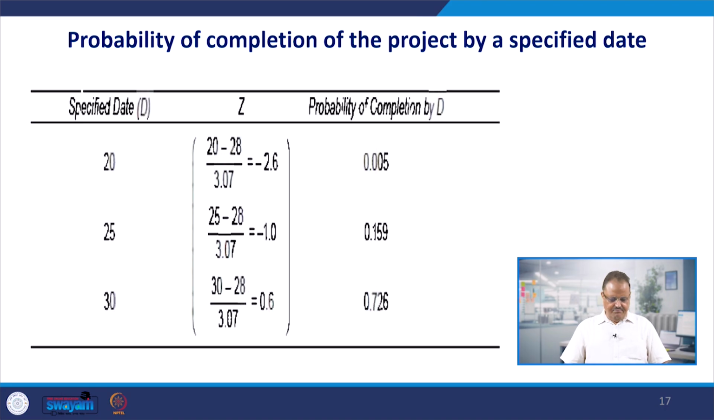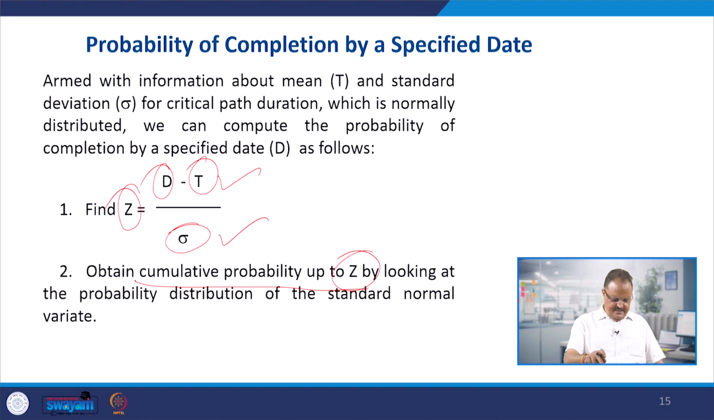Probability of completion of the project by a possible date. So in this case, for example, if you say that you want to complete the project by the 20th of a given month, you take the date in the formula for calculating Z 20, which we saw earlier. What was this? This was basically D minus T.